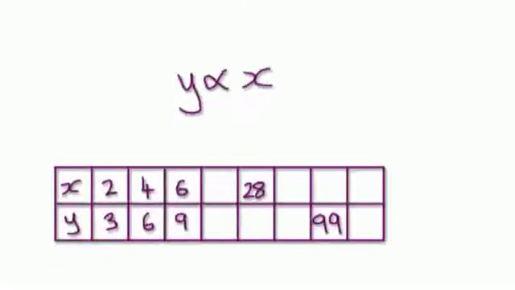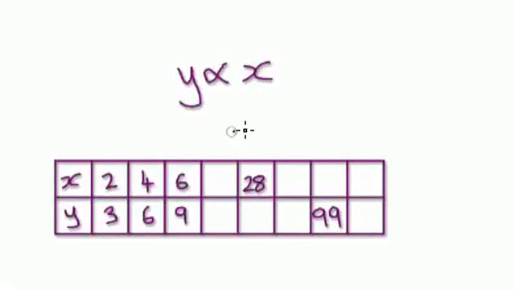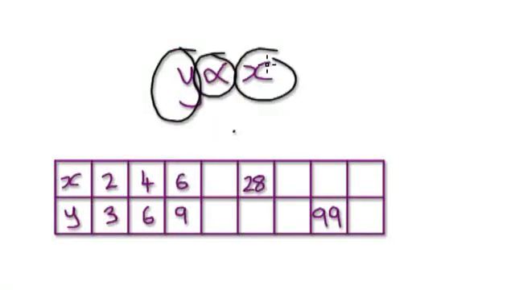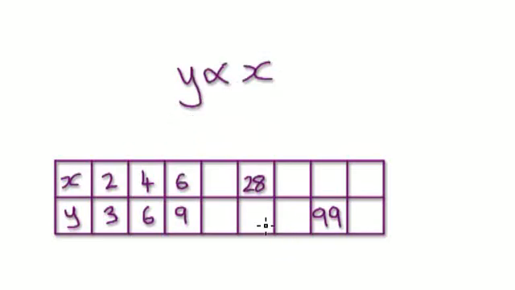Let me give you guys a quick example and then I will give you some practice. Given that y is directly proportional to x, find out the value of y when x is 28, and also find out the value of x when y is 99. Whenever you're told that y is directly proportional to x, inside your mind visualize it like this.